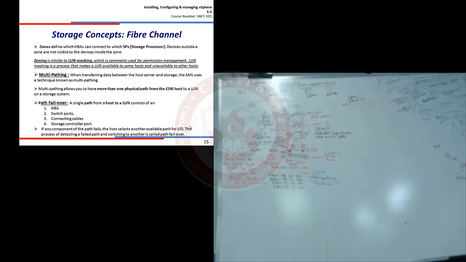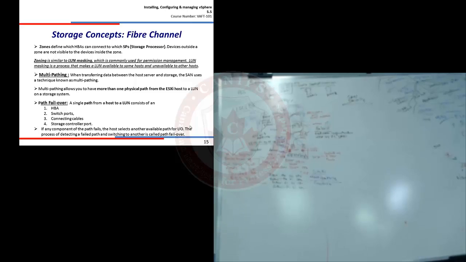Multipathing is used when transferring data between host and storage. SAN uses a technique known as multipathing. What is multipathing? Multipathing allows you to have more than one physical path from host to LUNs to the storage. And these are multiple paths. Remember these multiple paths? Because you have two roads going to here, then two go from here. So this is how you have multipathing, and the SP decides which path is used.